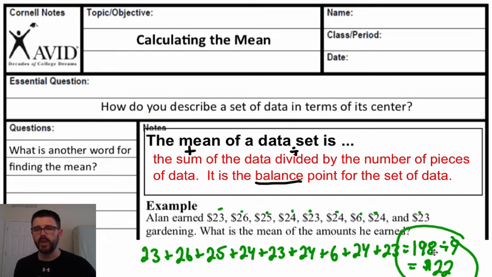This right here is the work you need to have written down for every single mean or average problem. What did you get when you totaled them up? What did you divide by? And then what did you get for an answer? All three of those pieces have to be written down for each problem.